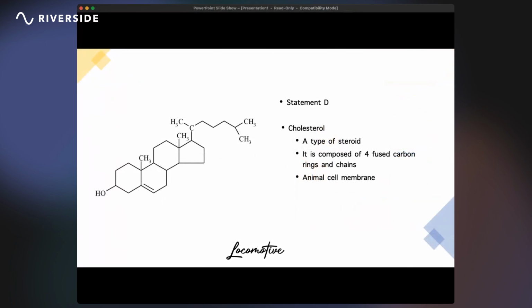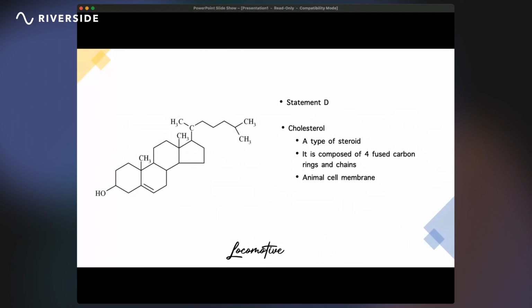Statement D, we are going to discuss the cholesterol molecule. It's a type of steroid. It's a very important molecule in animals and a common component of animal cell membranes. So till now, we discussed two lipids, phospholipids and cholesterol molecules, and we can find them within the structure of the cell membranes.